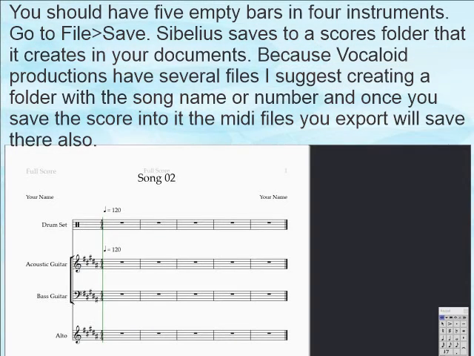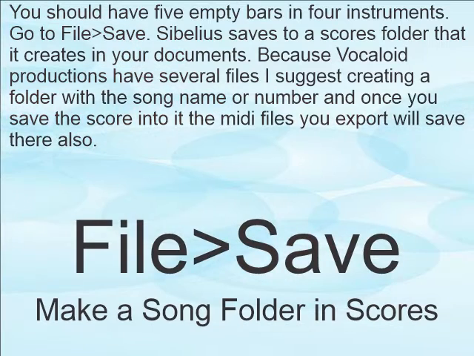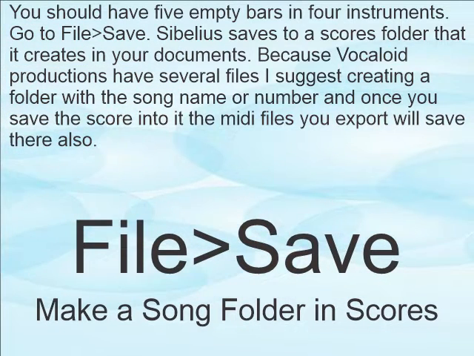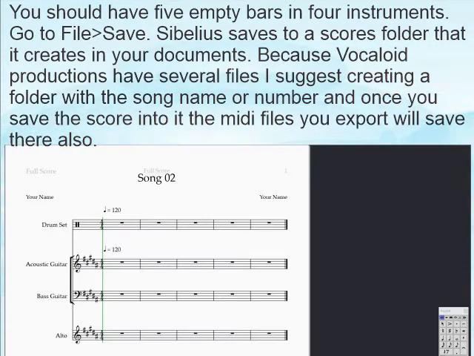You should have 5 empty bars in 4 instruments. Go to File, Save. Sibelius saves to a scores folder that it creates in your documents. Because Vocaloid productions have several files, I suggest creating a folder with the song name or number, and once you save the score into it, the Midi files you export will save there also.